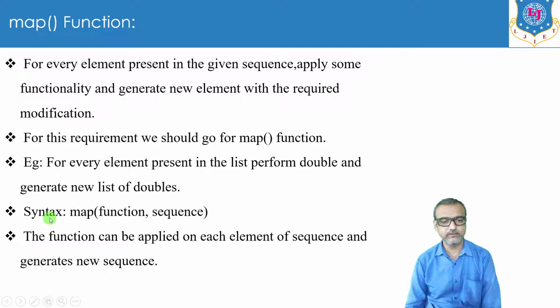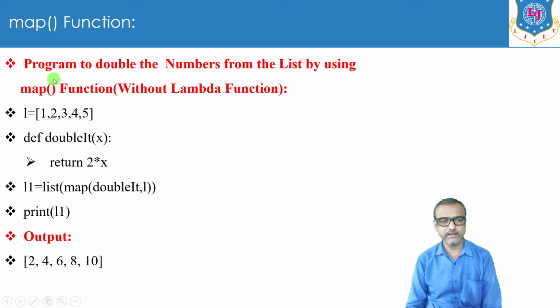The syntax for the map function is, first of all, you have to write the keyword map. Then in parentheses, we have to write the function, comma, then the sequence. The function is applied on each element of the sequence and generates a new sequence. I will make you understand with the help of an example. See, we have one example: program to double the numbers from the list by using map function without lambda function. Here we have list L, and in list L we have these 5 elements.